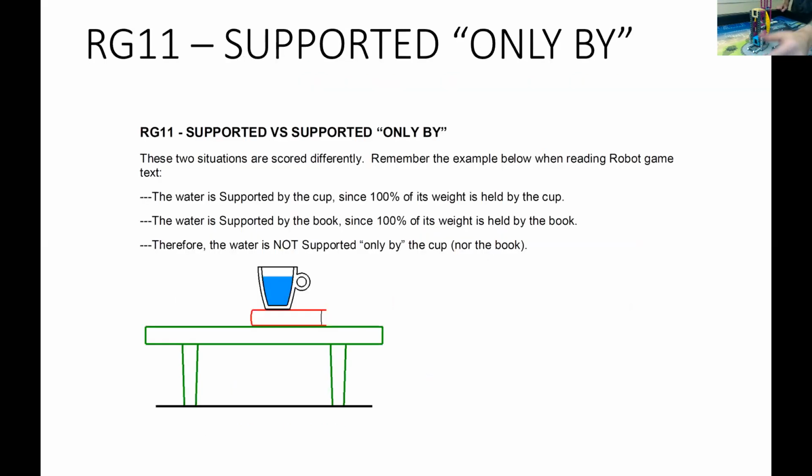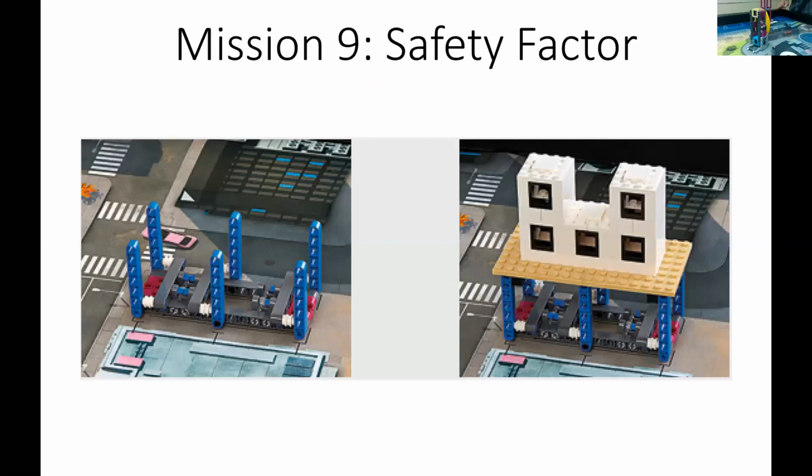And I think I even have the whole supported only by definition here. Again, coming back to it, I can't believe that's what they intend. They claim that's not what they intend, but I still think that's what they've written. But I'm going to assume that you can actually score mission 8, and I'm going to assume we can score mission 9. So setting up for safety factor.